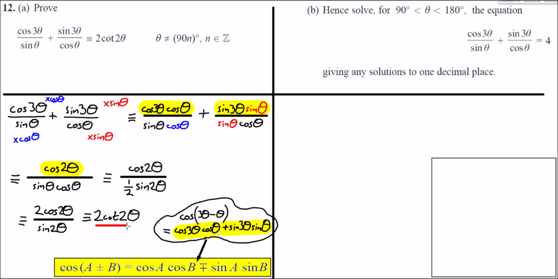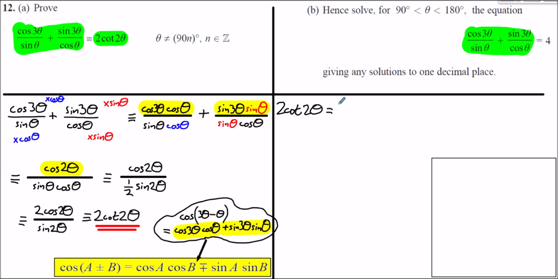We're now going to use this for part B of question 12. So for part B, we're going to now solve a trigonometric formula. For theta in between 90 and 180, we need to solve this here. Now, this thing we've shown is one and the same as 2 cot 2 theta. So our first step is to just replace this with 2 cot 2 theta. So 2 cot 2 theta is the same as 4. That's our first step.